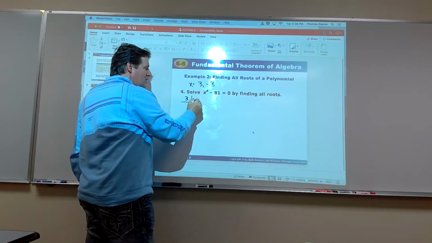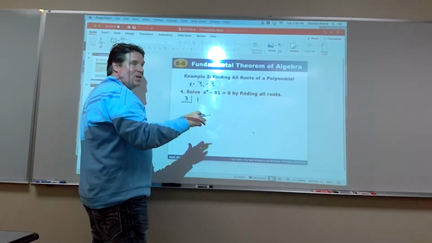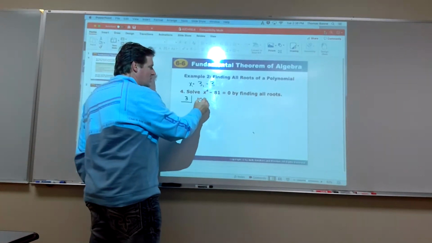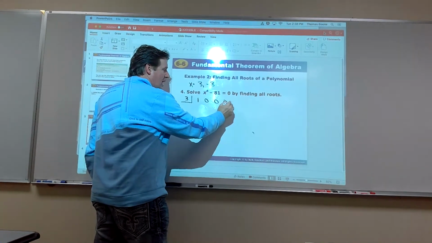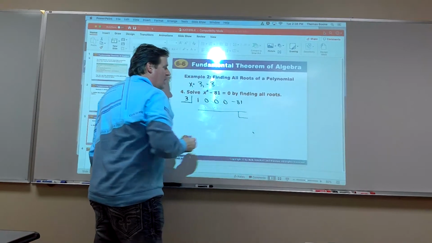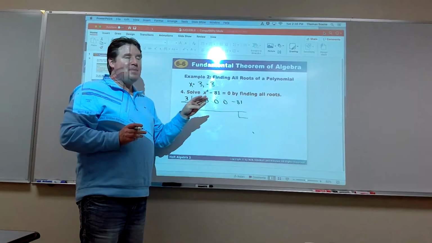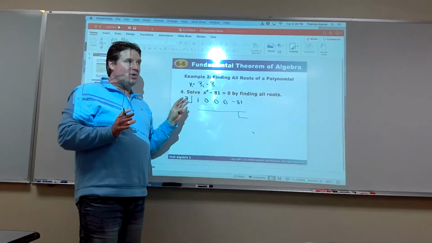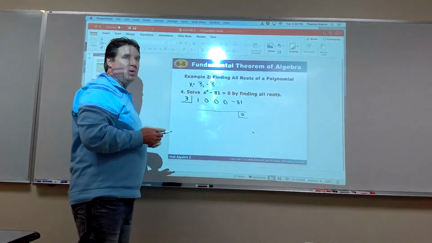And then remember our synthetic division. We're going to start at the x to the 4th. Its coefficient is 1. Now remember, we're missing the x to the 3rd, x squared, and x. So we have to put a 0x to the 3rd, a 0x squared, and a 0x, and then a -81. All right. Now we're going to synthetically divide that out, and we know 3 is a factor, so it should divide equally. We know we should get a 0 in the remainder box if we do it correctly.